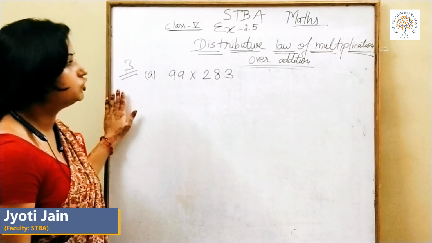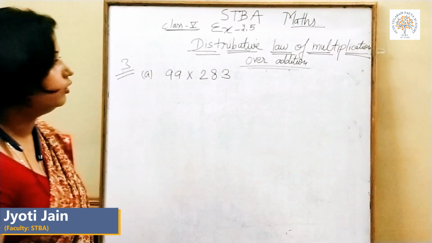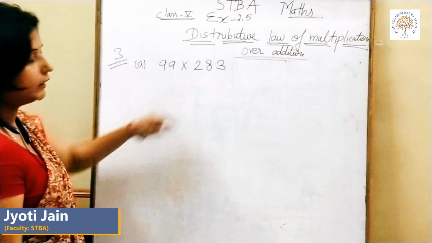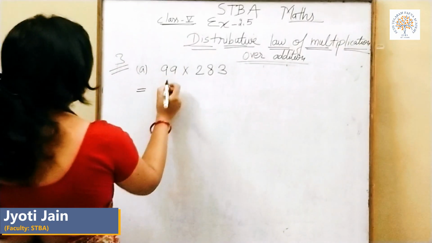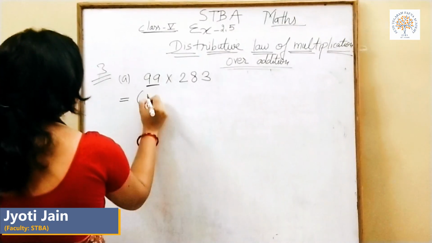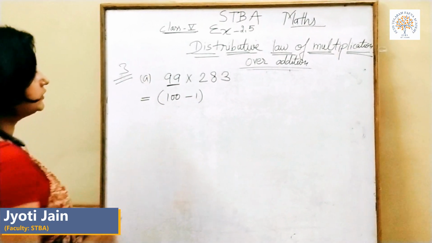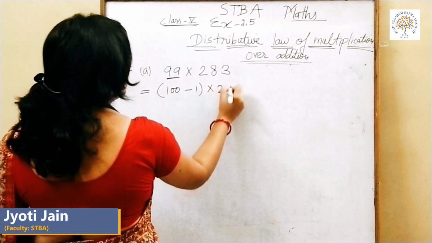Okay, the third question is related to the distributive law of multiplication. So here is 99 into 283. So children, for this one, 99 can be written as 100 minus 1, so 100 minus 1 is 99, into 283.